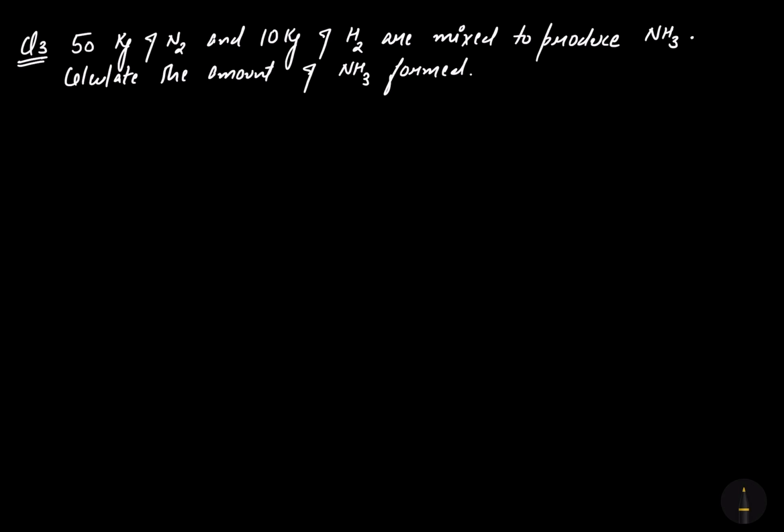Again here I have to find the product, so I will find the limiting reactant first. So I'm writing first of all my balanced chemical reaction: N2 plus H2 forms NH3. Let's balance it first. N2 plus 3H2 forms 2NH3. That's my balanced chemical reaction. Now what are the weights given?